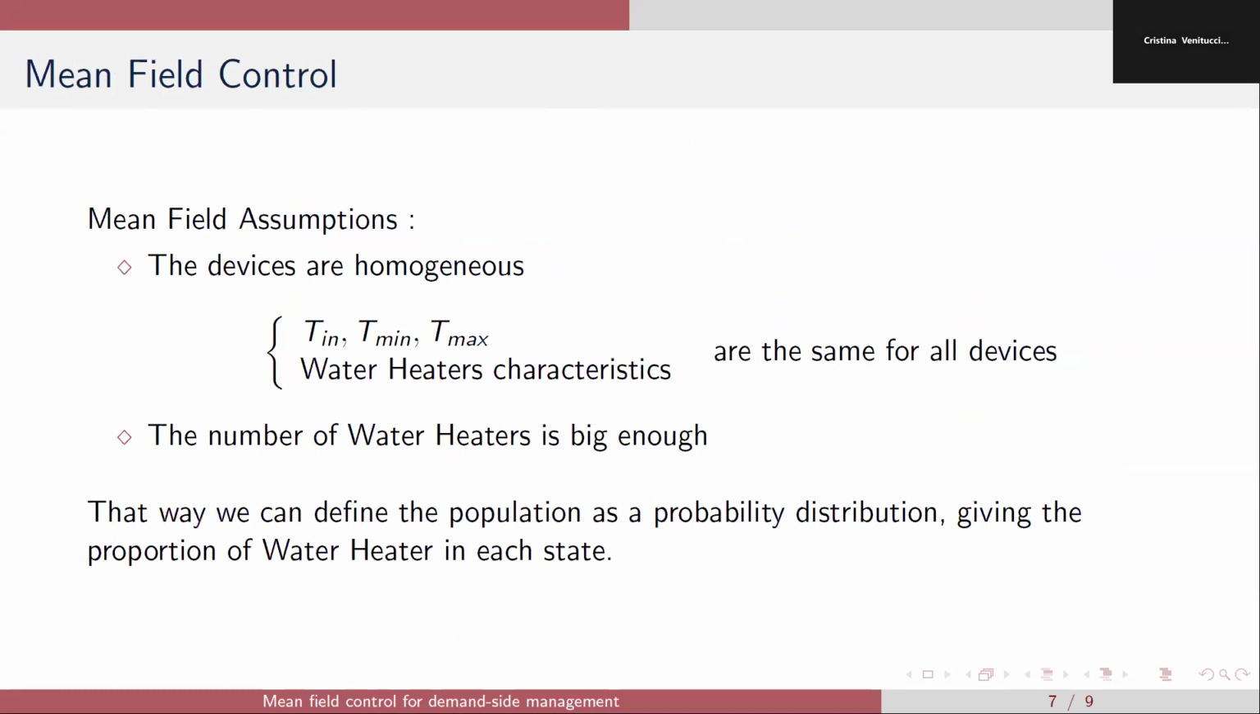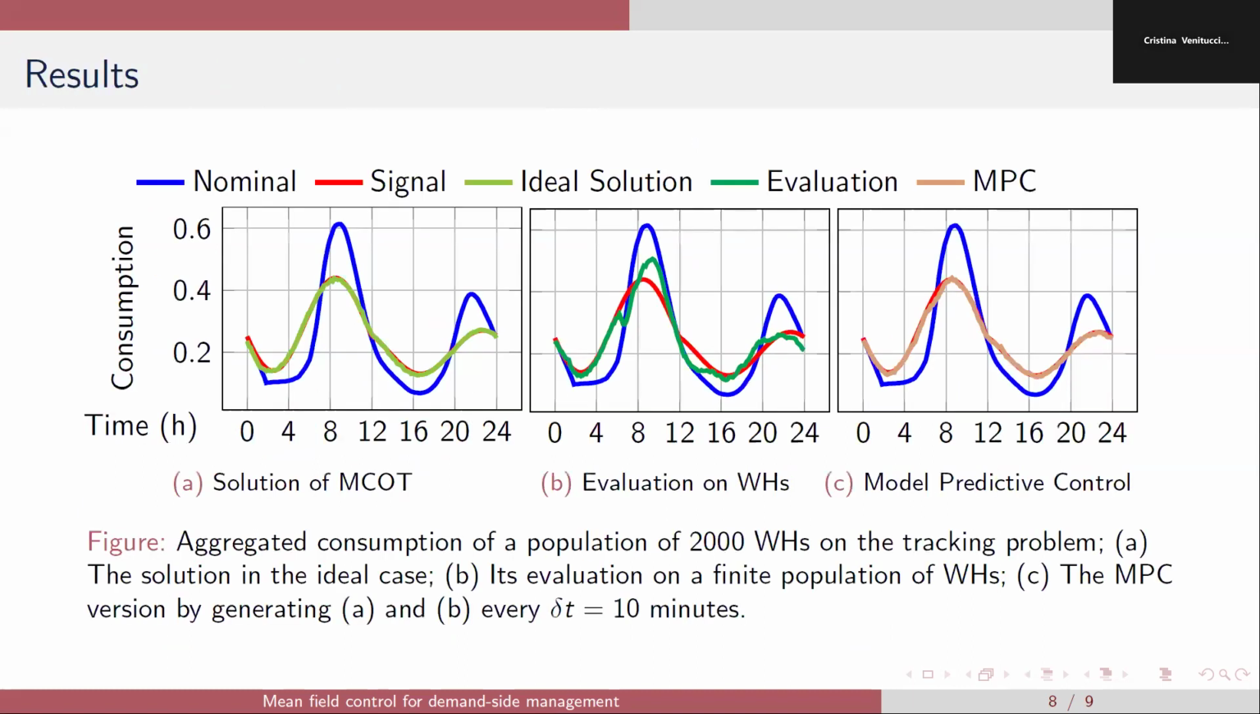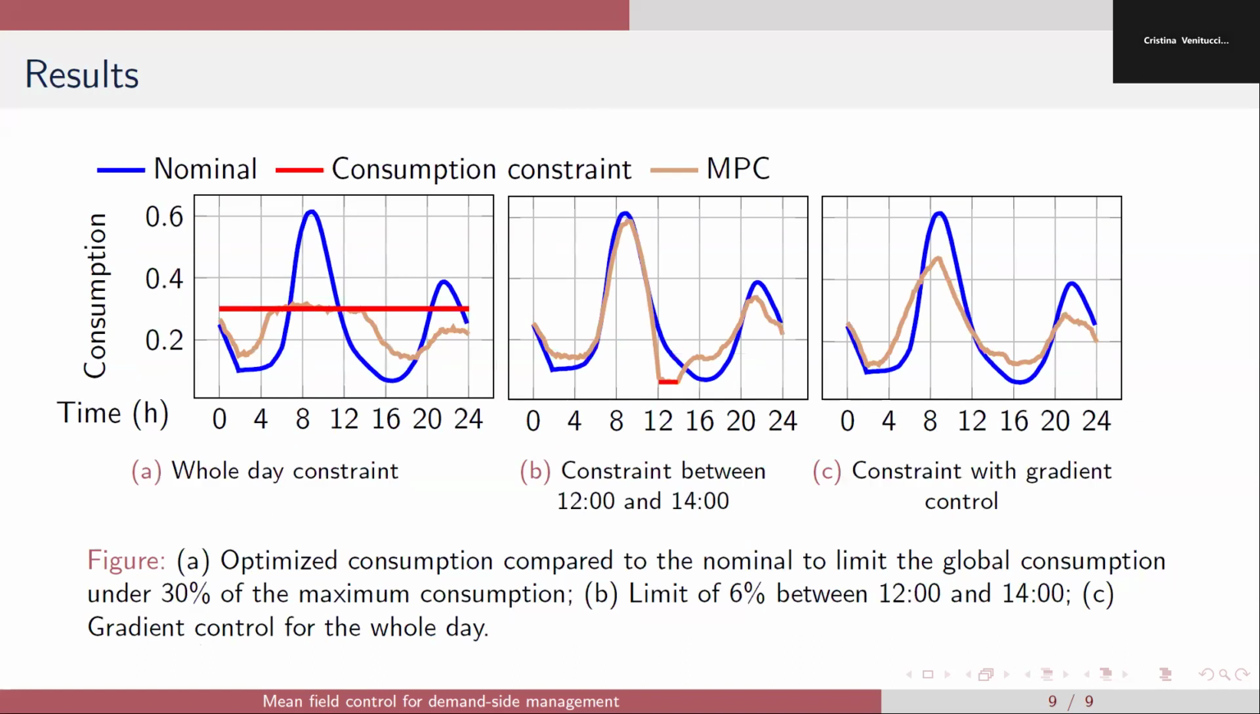And to apply our algorithm, we make the mean field assumptions. We consider our water heaters to be homogeneous, and that we have a large number of water heaters. And here are our results. For the tracking problem, we have a solution that tracks the red curve correctly. But when we apply it to the test set, we are good in the short term, but not in the long term. So we apply MPC and relearn every 10 minutes to better fit the curve. Here are other constraints. Thank you for your attention.